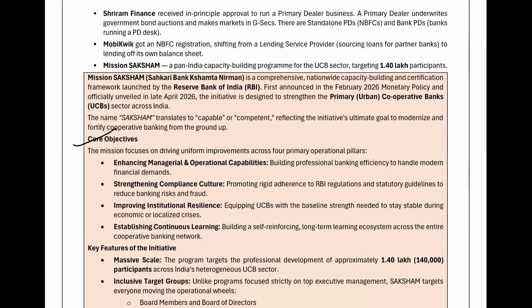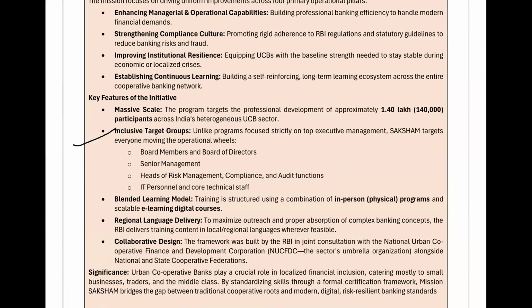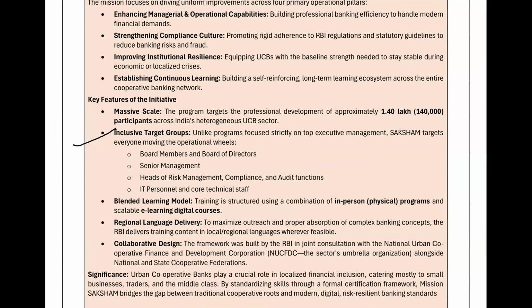ठीक है? Key features क्या क्या है, right? Key features of the initiative are massive scale, inclusive target groups, blended learning model. Blended आप इंटरेस्ट रेट भी सुने होंगे, राइट? सो ब्लेंडेड लर्निंग मॉडल भी क्या है कि बहुत सारी चीजों से मिक्सचर.